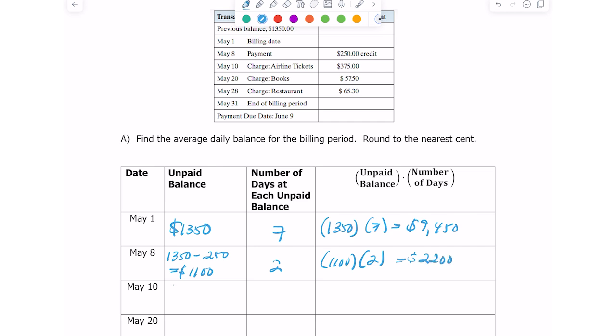Okay, now I still have an unpaid balance on May 10th of $1,100, but I just purchased airline tickets, so I'm going to add $375 onto that. And now my balance is $1,475. And from May 10th to May 20th, that's 10 days. So we're going to take $1,475 times 10, and that's going to give us $14,750.